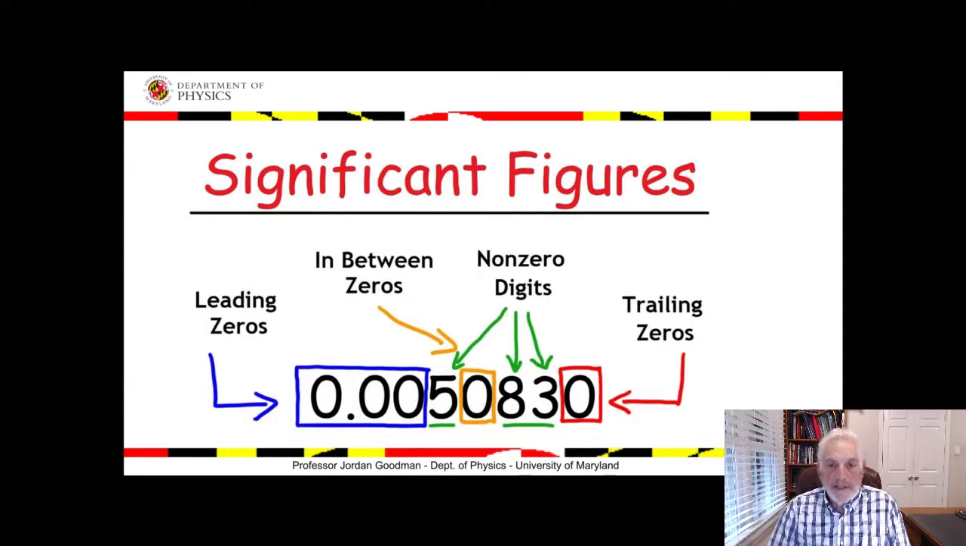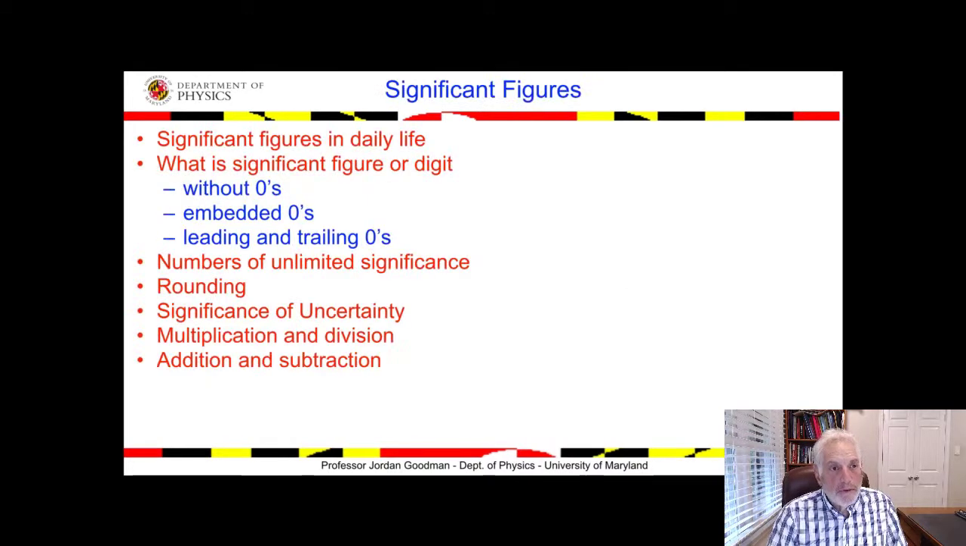Today we're going to talk about significant figures. In this video, we'll talk about significant figures that you're used to in daily life, and we'll talk about what a significant figure or digit is. We'll go through a few cases without zeros, with embedded zeros, and with leading and trailing zeros. And then we'll talk about numbers which have unlimited significance, like counting numbers.